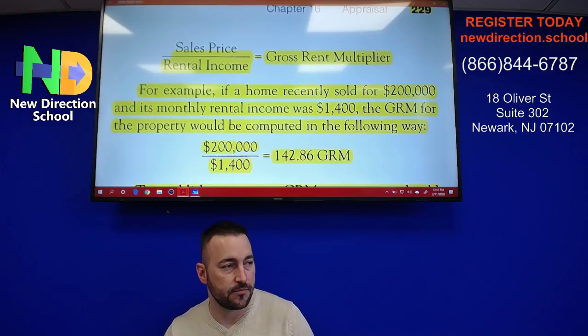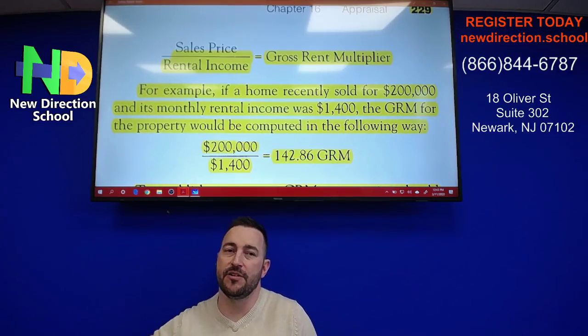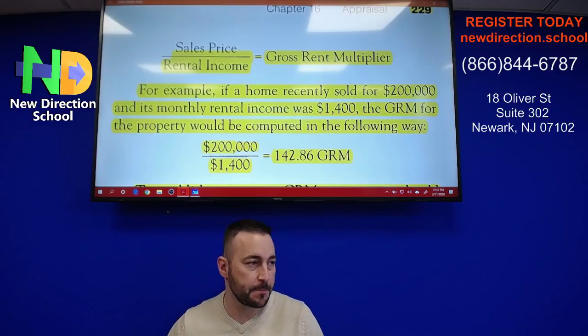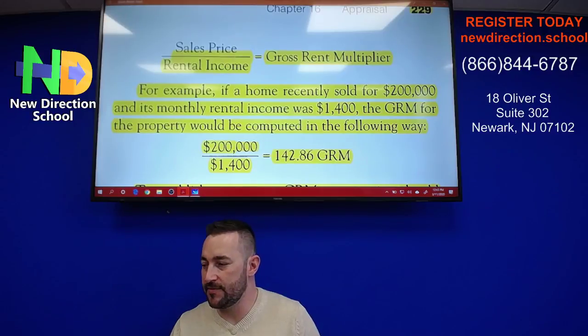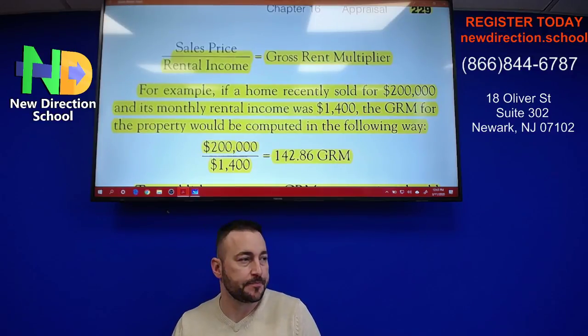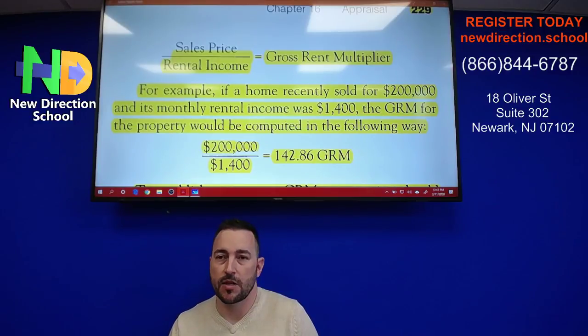Only 142.86. 142.86 times the 1,500 that my property brings. 142.86 times 1,500. 214,290. You probably deserve 14,000 more, because he brings $100 more a month.